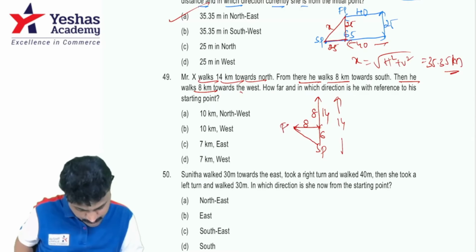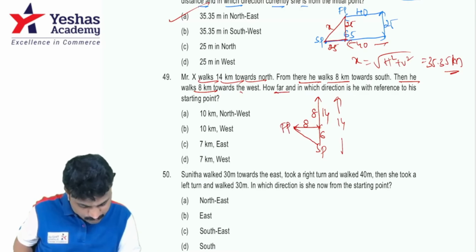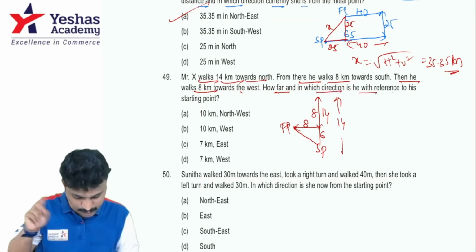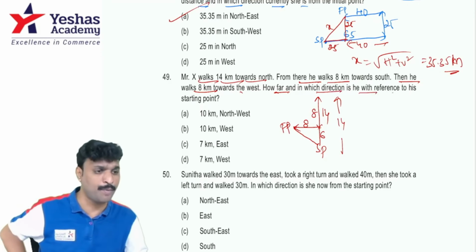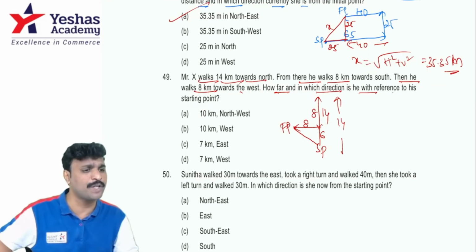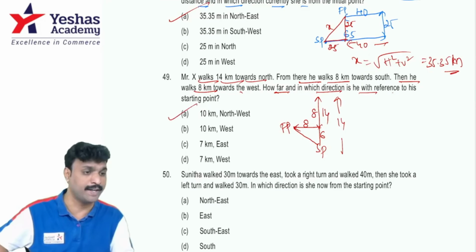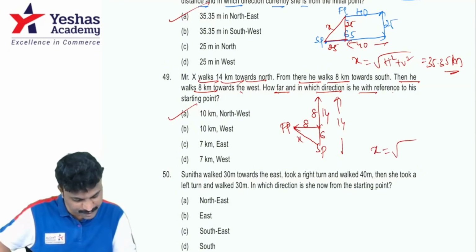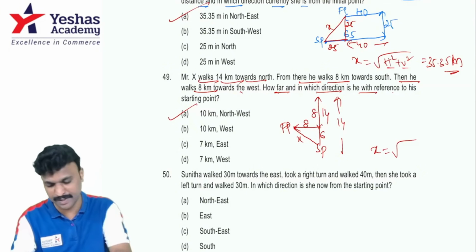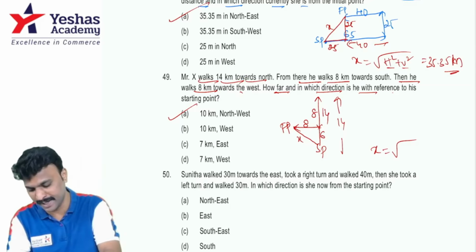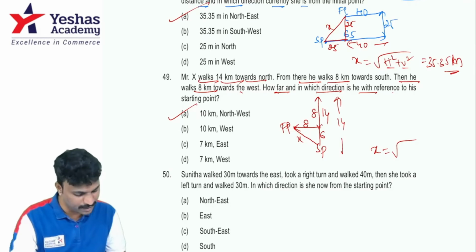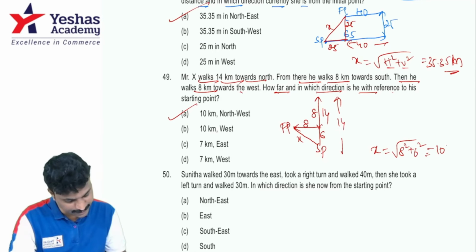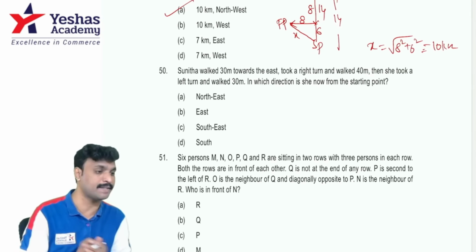So final position. Now they're asking how far and in which direction is he with respect to the starting point. With respect to the starting point, he is northwest. There's only one option which is northwest. Option A you can take. You need not find the distance. But still, if you want to find the distance, it is root of h square plus v square. 8 square plus 6 square, 64 plus 36, 100. Root of 100 is 10. Correct? So 10 kilometers. 10 kilometers northwest. Option A is the right answer.